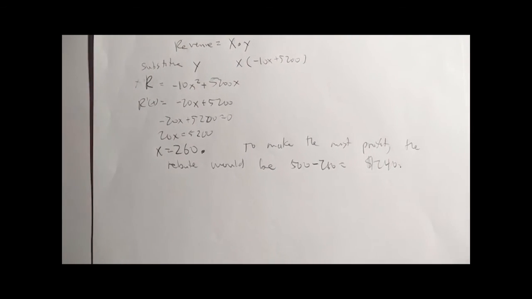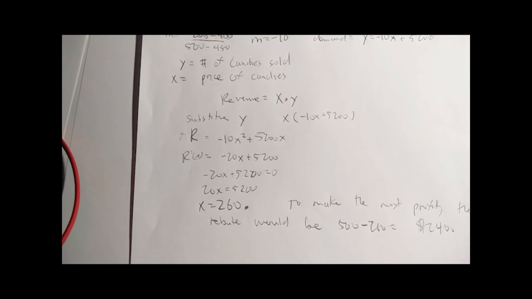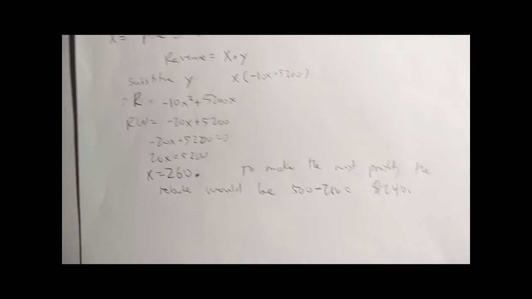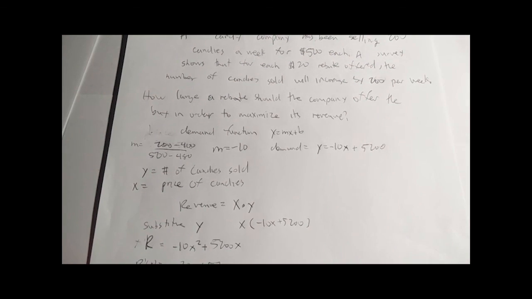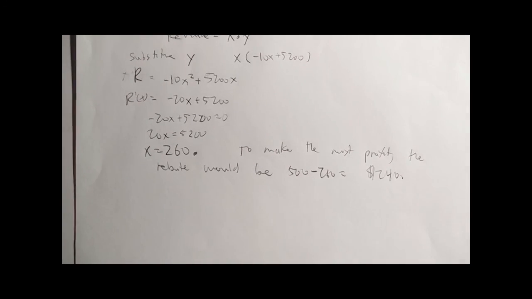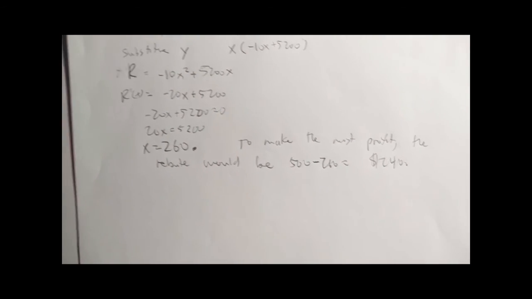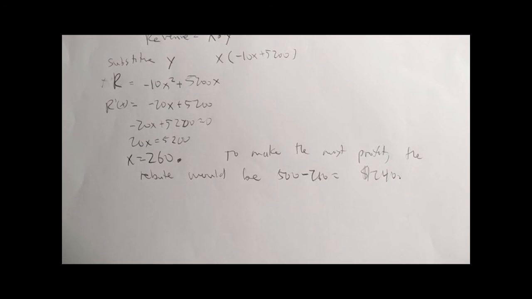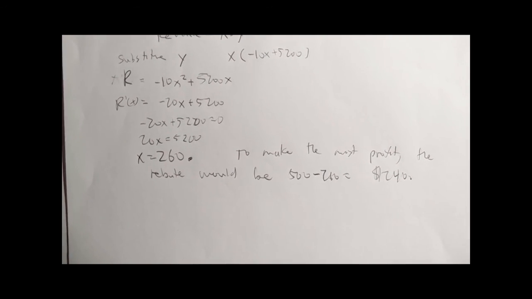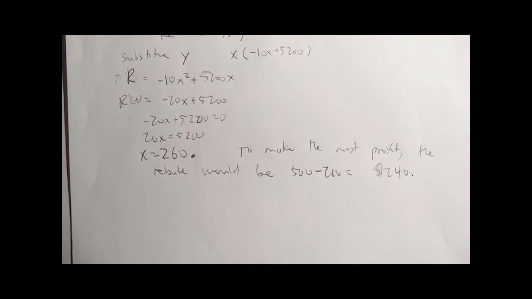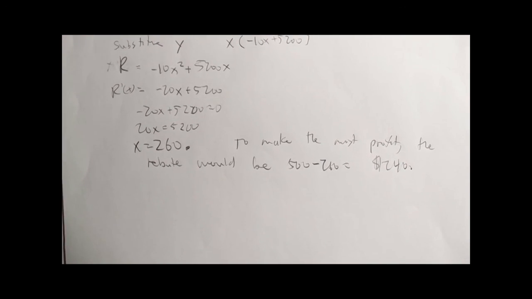So if x equals 260, the price of the candy should be $260. It was originally at $500, so the rebate would be 500 minus 260, which would be 240. So to make the most revenue, the rebate would be $240.